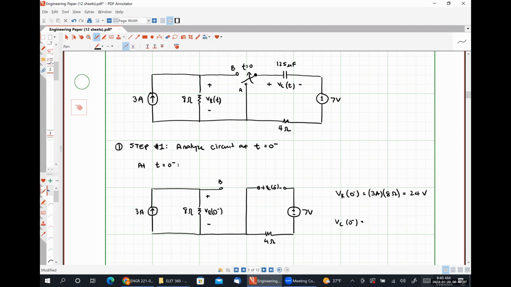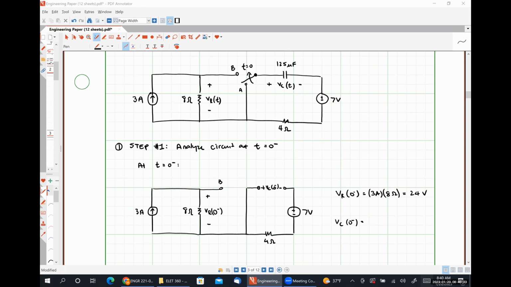There's literally nowhere else for that 3 amps of current to go. So that seems perfectly reasonable. What about VC at 0 minus? Anybody have any thoughts? I got -7. -7, I agree with that.